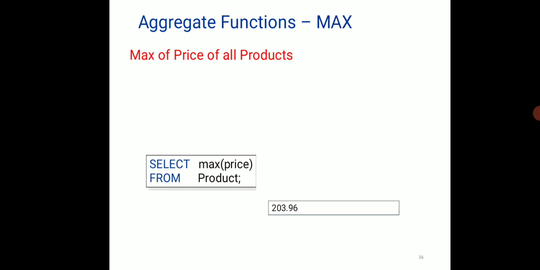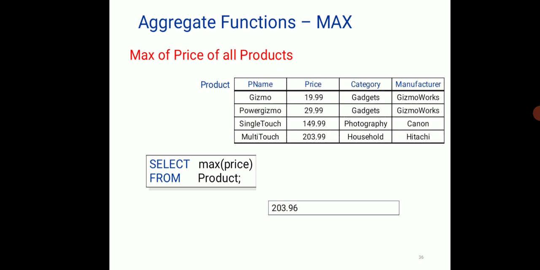Next one, max of price of all products. It will find the maximum price. What is the maximum price in the price column? 19.99, 29.99, 149.99, 203.99. So which is maximum? 203.99. So that will be displayed.